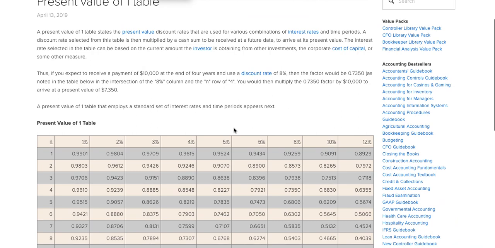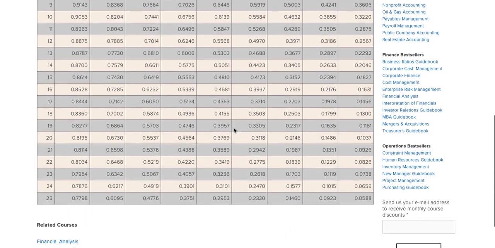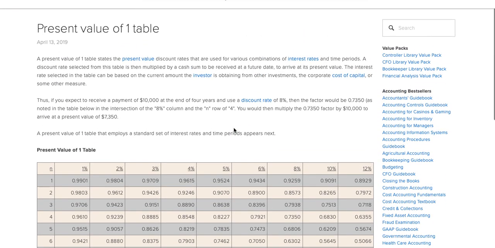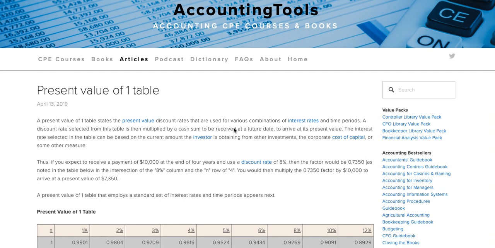So they're in your appendix, and I do not have my appendix, so I had to go to a table, and I'm on the Accounting Tools website. This one actually doesn't go up to 18%, so I'm going to go find another one, but I did want you to see this. Accounting Tools is a very useful website.